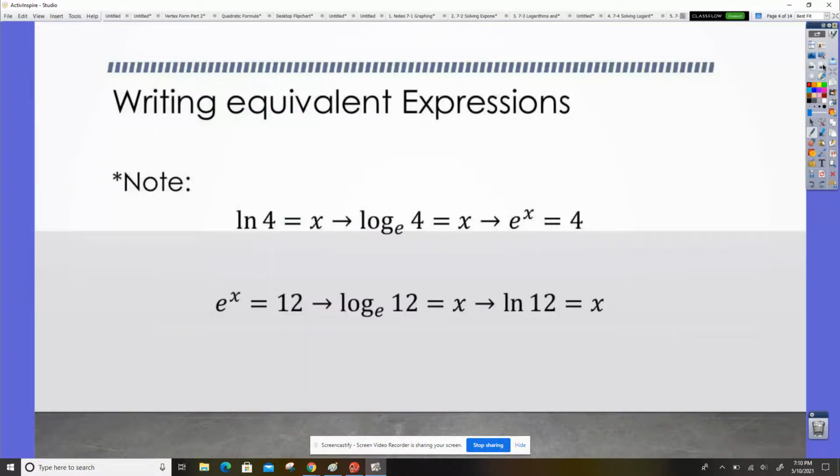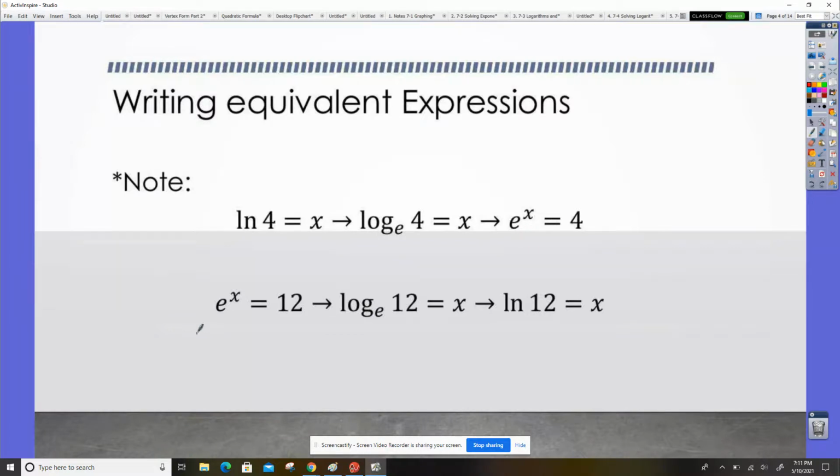The first thing that we are going to talk about is writing equivalent expressions, so going from log to exponential or from exponential to log. As I said on the last slide, ln just represents natural log. Ln is the same as log base e. So if you see ln of 4 equals x, you can rewrite this as log base e of 4 equals x. Once we're in this form, we know how to go to exponential. You take your base of e to the power of x equals 4.